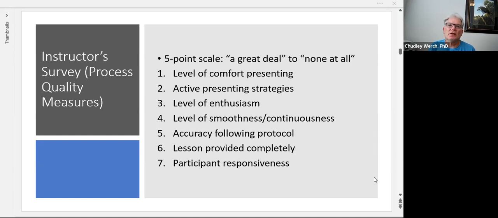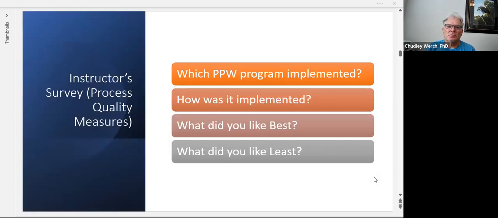We want everybody to implement all 3 elements, components of the screening and brief intervention PPW programs within one period. So that means screening health habits, feedback using PowerPoint slides, and goal setting. All those 3 elements should be implemented in one period. That's why it says implement your lesson completely. And then lastly is participant response. Were they responsive? Did they seem like they're engaged in your lesson? So 5-point scale.